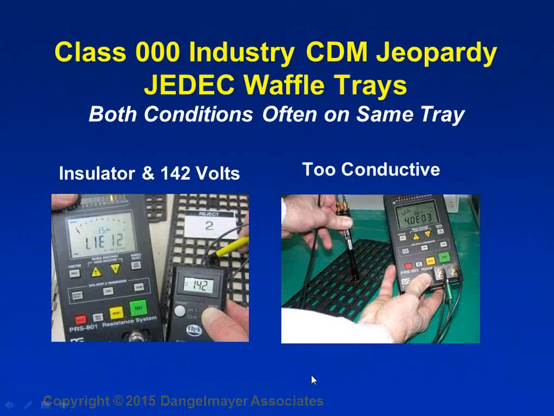Here's an example of trays. This is what we think of as a pending problem. Typically, these JEDEC waffle trays have very poor control of the surface resistance. We see on the same tray areas where it's an insulator with 142 volts on it, or some voltage. In the other areas of the same tray, it's too conductive. In this case, on the right, it's 10 to the 3rd ohms, which is below the dissipative range. Over here, it's 10 to the 12th, which is above the dissipative range, on the same tray. Very common scenario.